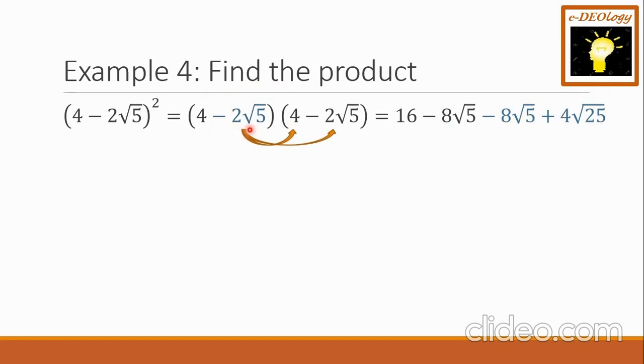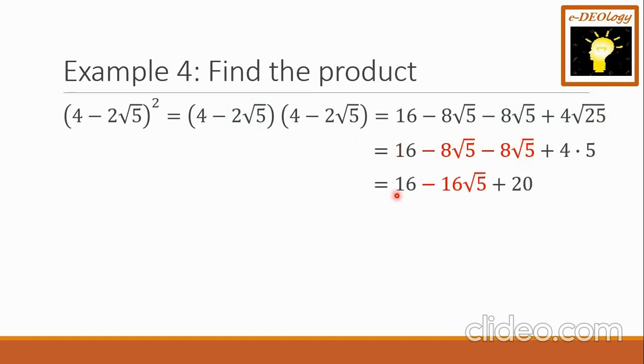Next, the negative 2 square root of 5 times 4. We will get this negative 8 square root of 5. And then negative 2 square root of 5 times negative 2 square root of 5. We will get this 4 square root of 25. And then we will simplify this square root of 25 to be 5. In the second term and the third term, we can see that they are the same radical. It means we have radicals of the same index and the same radicand. In that case, we can combine these two radicals in the middle.